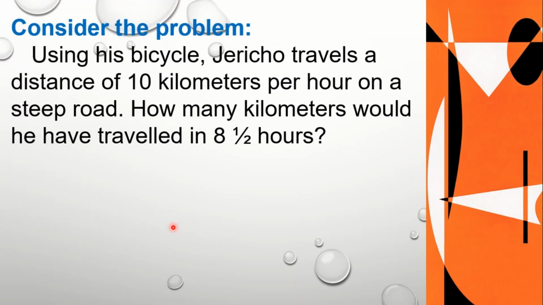Okay, so we try to relate the direct variation to a problem. We have here: using his bicycle, Jericho travels a distance of 10 kilometers per hour on a steep road. How many kilometers would he have traveled in 8.5 hours?